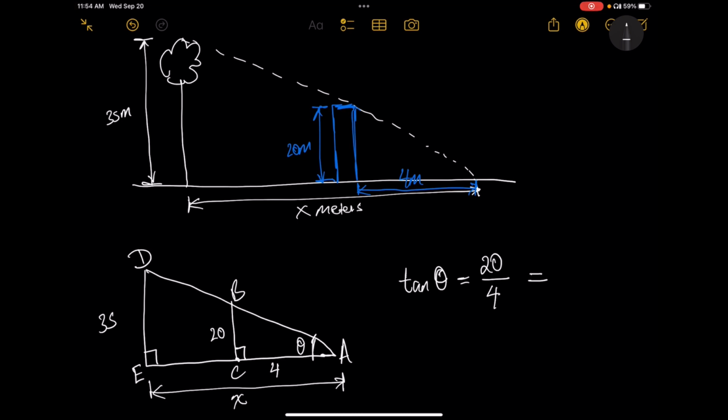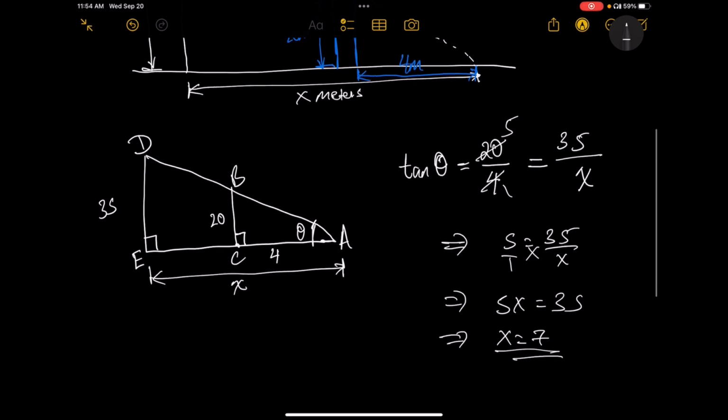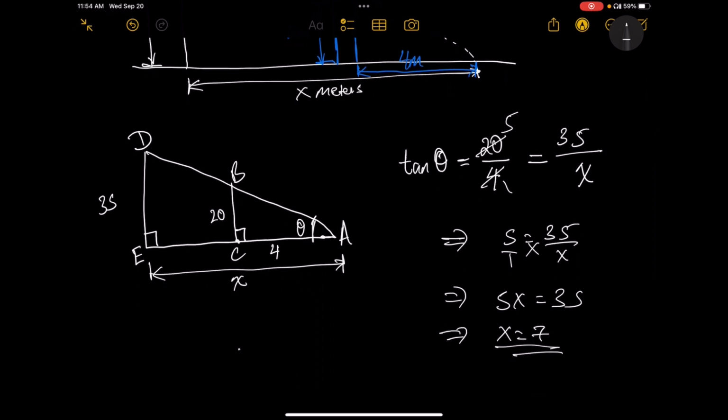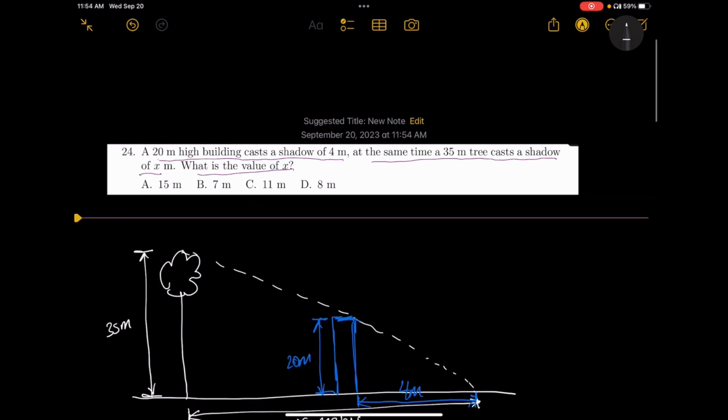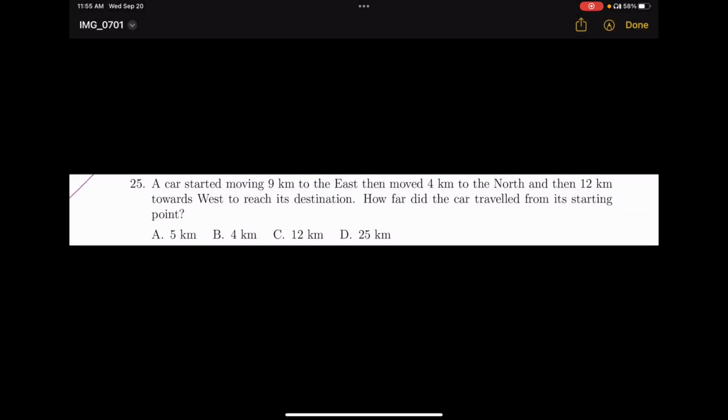If you consider the triangle ADE, the tangent of angle theta will be opposite, here ED, which is 35, over adjacent, which is x. Very good. So this implies 20 over 4, which is 5, equals 35 over x. It implies cross multiplication, 5x equals 35, which implies that x equals 7. So the tree casts a shadow of 7 meters. Therefore the answer is B.